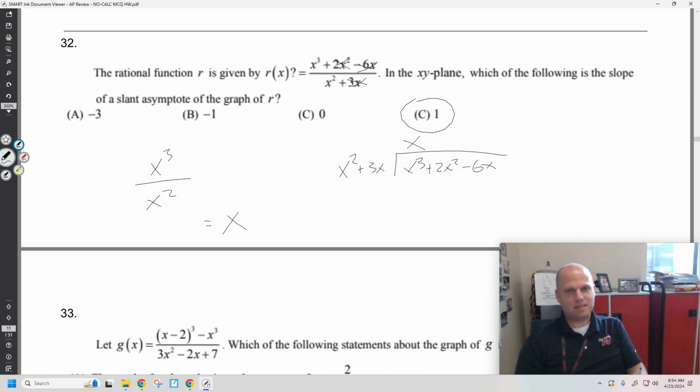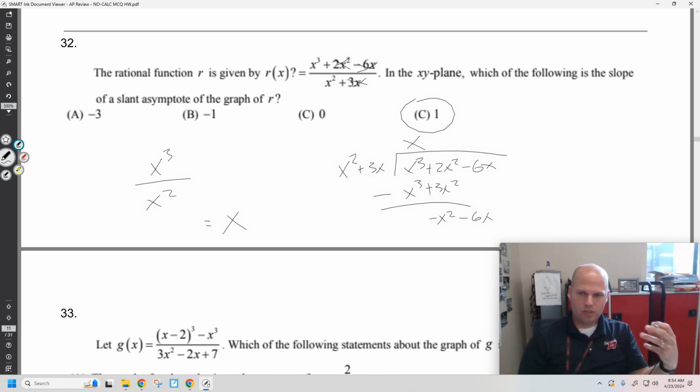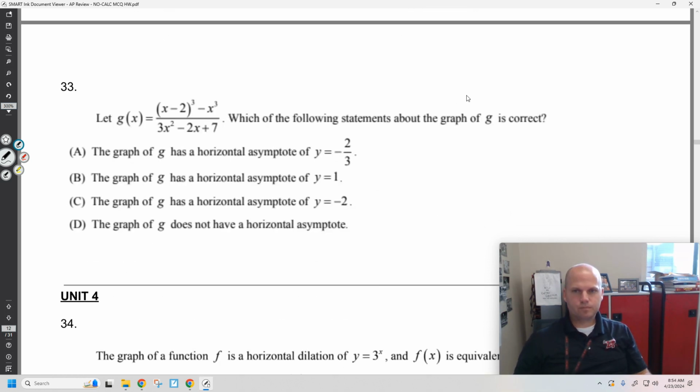You know this has to be x to get x cubed plus 3x squared. Subtract, negative x squared minus 6x. You could keep going if you wanted the specific slant asymptote or the linear equation of the same end behavior. But it's just the slope of the slant asymptote.